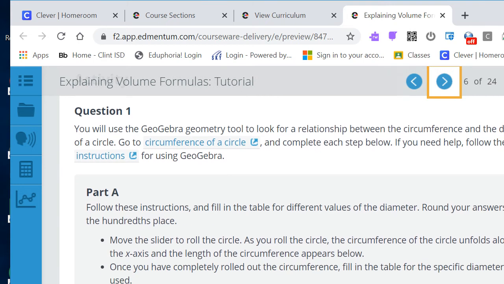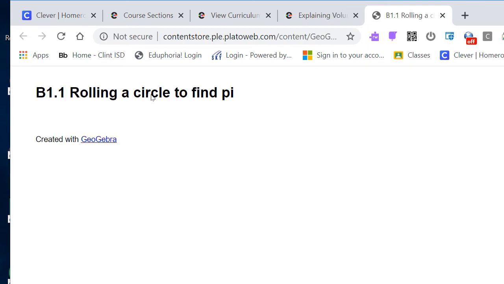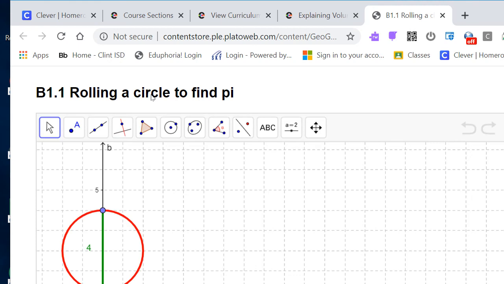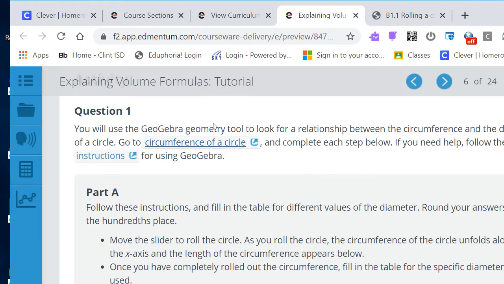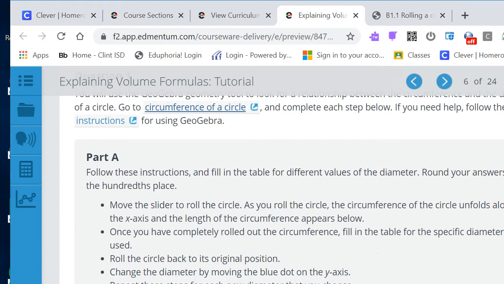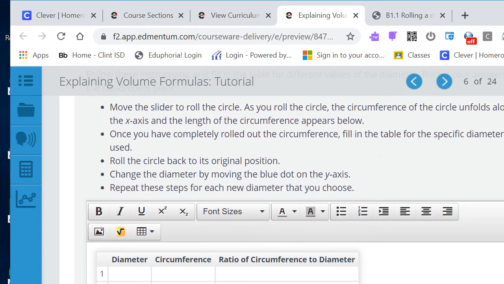You will use the GeoGebra geometry tool to look for a relationship between the circumference and the diameter of a circle. Notice how it gives you a link that you can click. So we're going to click there, and it gives me a circle. It says rolling a circle to find pi. If I keep on scrolling down, it says move the slider to roll the circle.